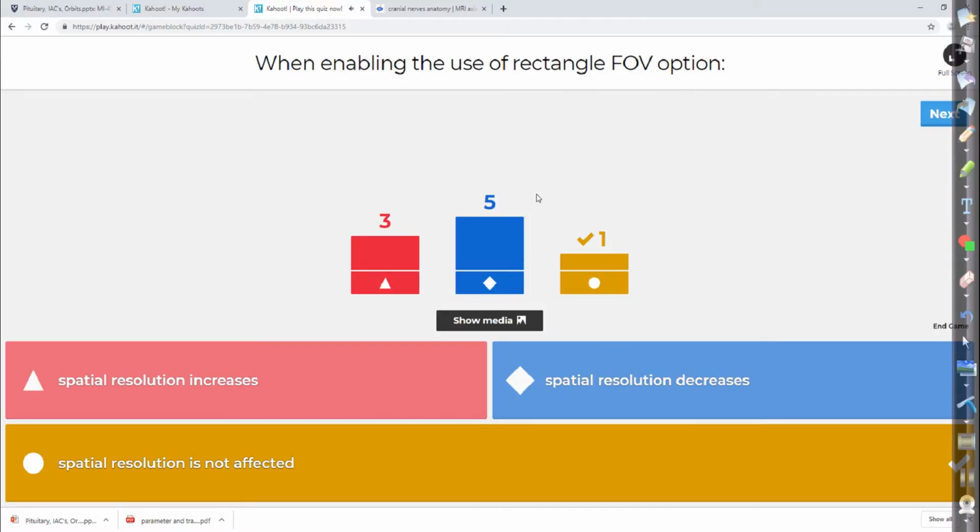Spatial resolution not effective. So somebody got that one. That was a kind of a trick question. So you're not filling some of those phase encoding steps, so your scan time goes down. Same resolution, should be the same signal, but your scan time goes down.